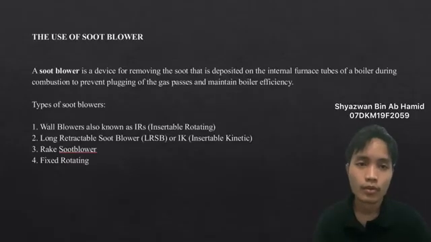The use of soot blower. A soot blower is a device for removing the soot that is deposited on the internal furnace tubes of a boiler during combustion to prevent plugging of the gas passes and maintain boiler efficiency. There are four types of soot blower. First is wall blowers, also known as IRS, insertable rotating, long retractable soot blower, rake soot blower, and fixed rotating soot blower.